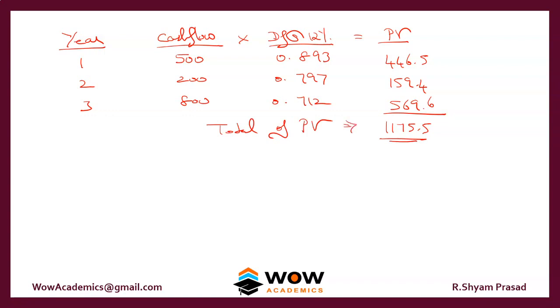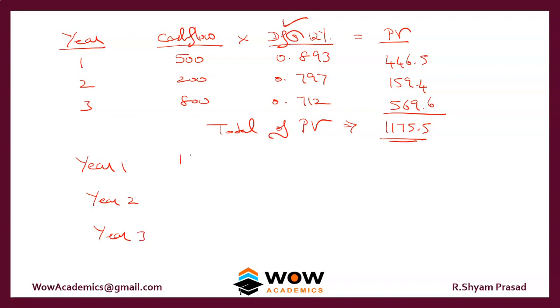So should we always look at the discounting factor table or the present value table and get the numbers like this? The answer is no. There is also another way to do it. We'll just do it now. So what you can do is, for year 1, year 2, and year 3, you can do it like this.